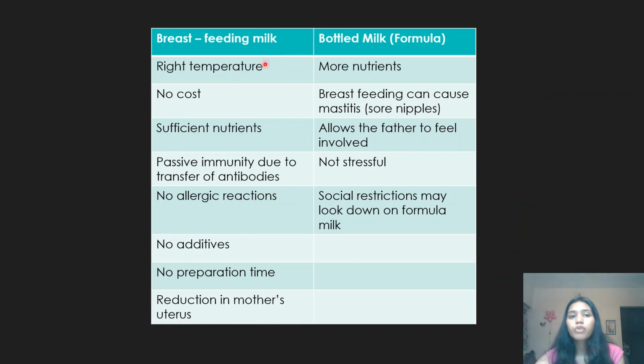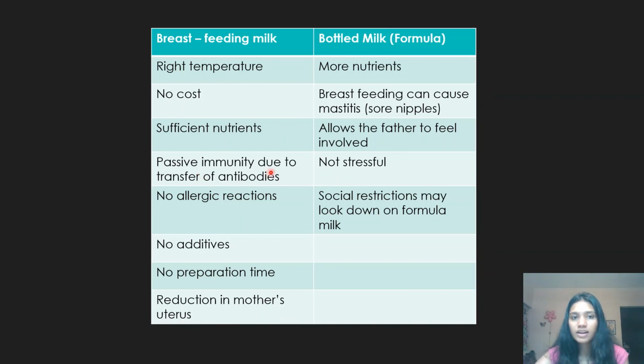So breastfeeding milk is always produced at the right temperature because it is natural. There is no cost because it is natural. It has sufficient nutrients because it is natural and is produced by the mother. So she has to take in enough for her diet because she has to cater to the needs of the baby and herself. It also provides passive immunity.